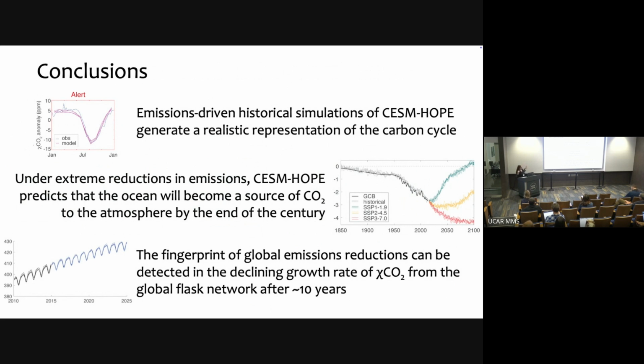Under extreme reductions in emissions, CESM HOPE predicts that the ocean will become a source of CO2 to the atmosphere by the end of this century. And the fingerprint of global emissions reductions can be detected, but only if we look at the declining growth rate of the mixing ratio of CO2 in the atmosphere from the global class network, but it would take at least a decade for us to be able to see that.